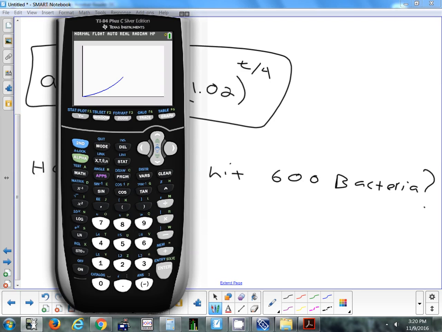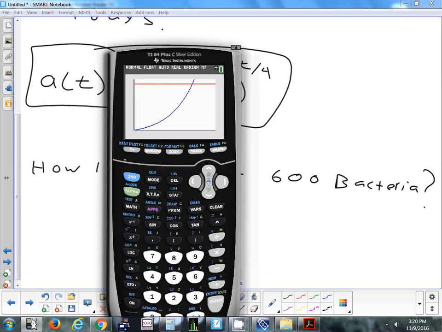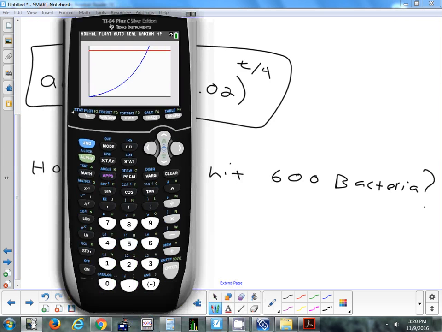What would you put for y1? What's the equation for y1? Y1 was the exponential growth formula, and Y2 was 600 bacteria. It's just 50 times 1.02 to the T over 4, with x. So this is going to take a while, let's go second calc 5.